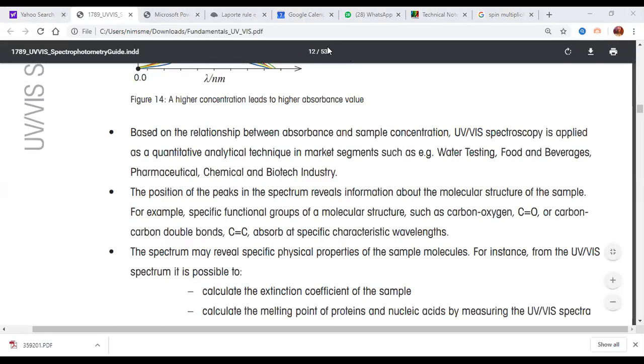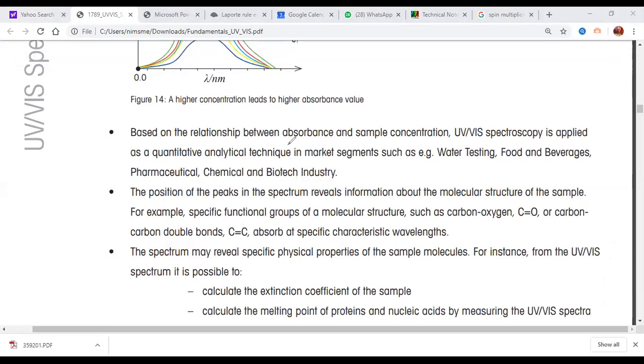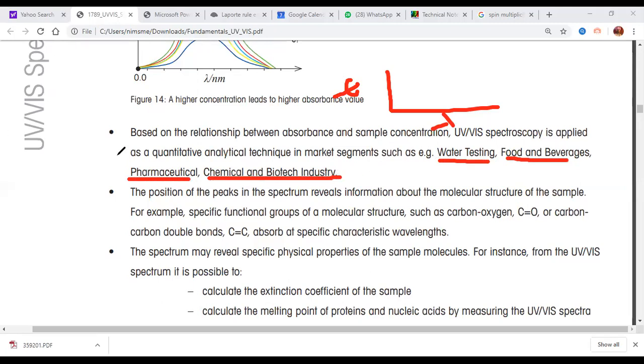Now, a few more things. Based on the relationship between absorbance and sample concentration, UV visible spectroscopy is applied as a quantitative analytical technique in market segments such as water testing, food and beverages, pharmaceuticals, chemical and biotech industry. All these industries apply this technique.